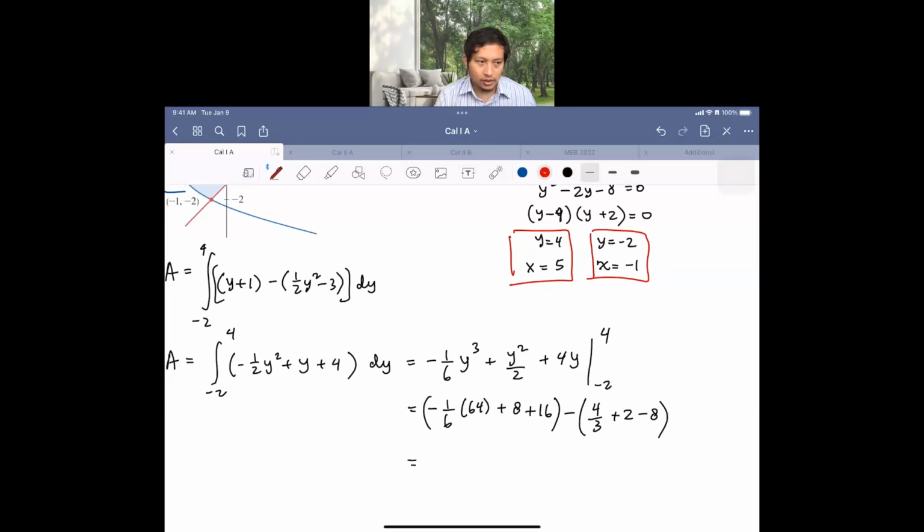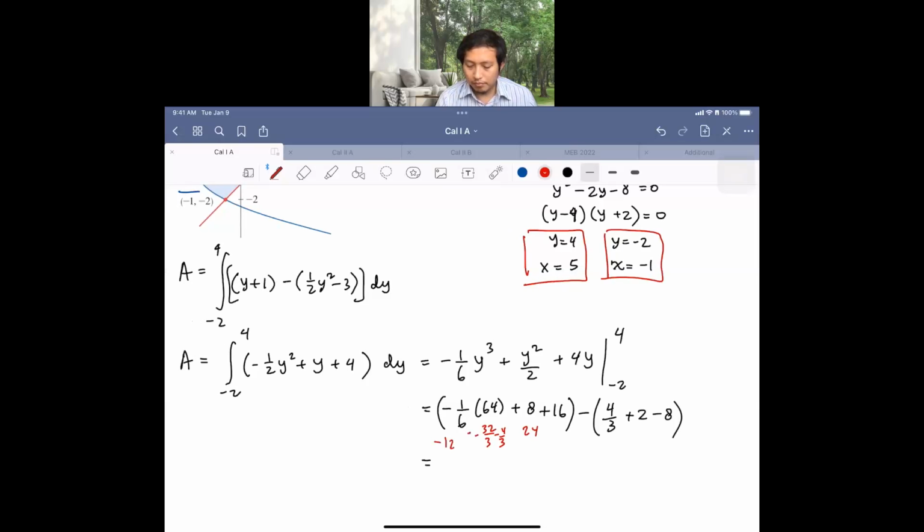Then this will be equal to 24. 4 over 3. This will be 32 over 3 minus 4 over 3. Minus, it'd be negative 36 over 3. Negative 12, so negative 12. Minus 6. Minus 18. 24. Should be 18. Okay.